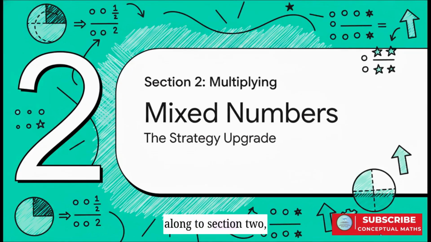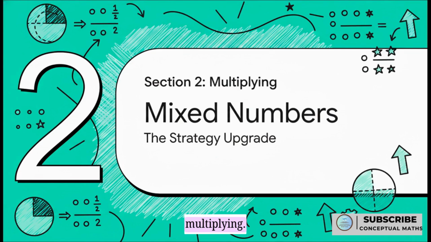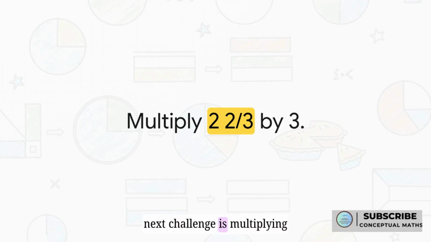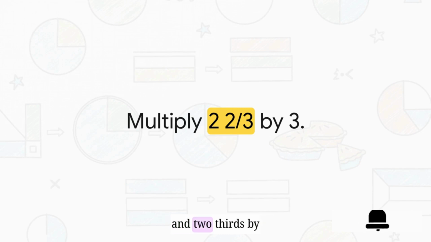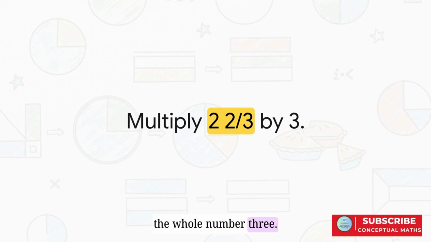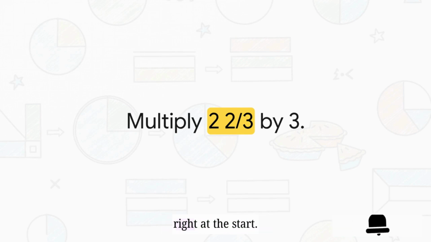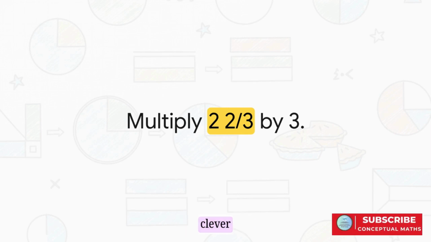Moving right along to section 2, multiplying mixed numbers. We like to call this the strategy upgrade. Now, let's see how this actually builds on what we just learned. Our next challenge is multiplying the mixed number 2 2/3 by the whole number 3. Okay, I admit it looks a little chunkier, right? Mostly because we've got a whole number attached to a fraction right at the start. But we have a very clever trick to just flatten this problem right out.